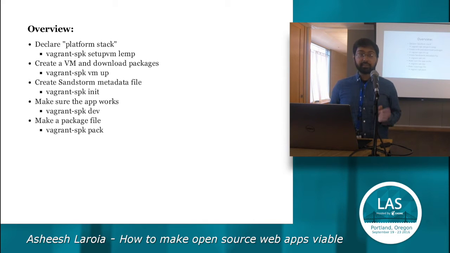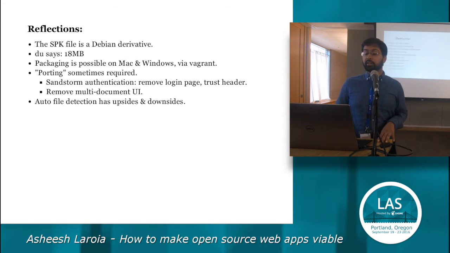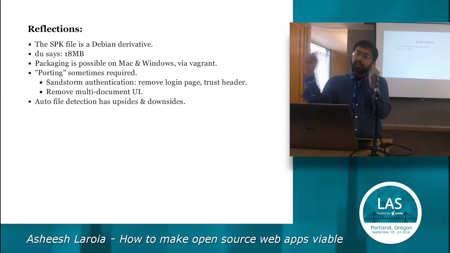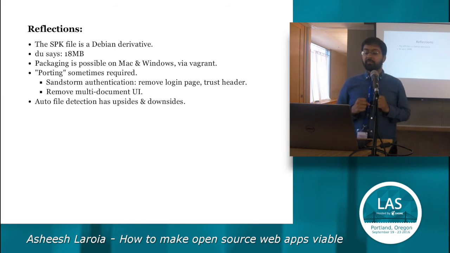But the fact that it packs in everything that the app read from the VM means that all of our Sandstorm packages, assuming they use our Vagrant SPK helpers, are Debian derivatives. And a simple PHP app that I demoed yesterday was actually 17, here it says 18, 17 megs compressed. And that's a little Debian derivative that contains just enough user space, including MySQL and PHP and Nginx, to successfully start and respond to HTTP requests.